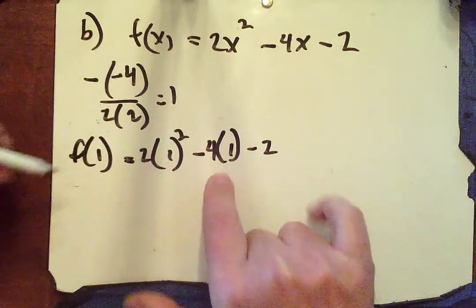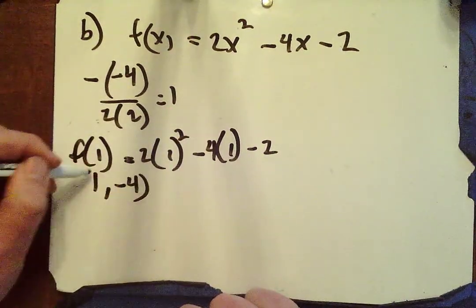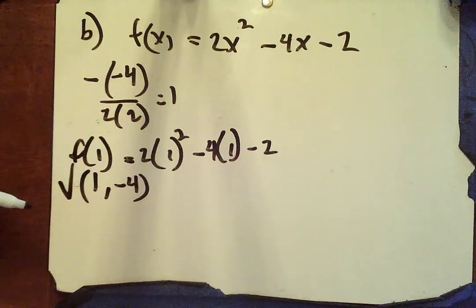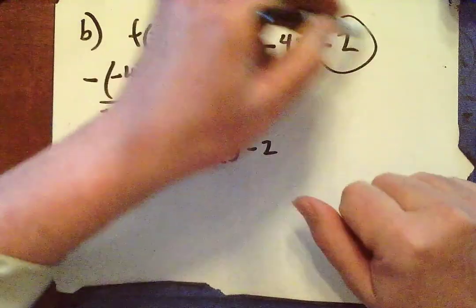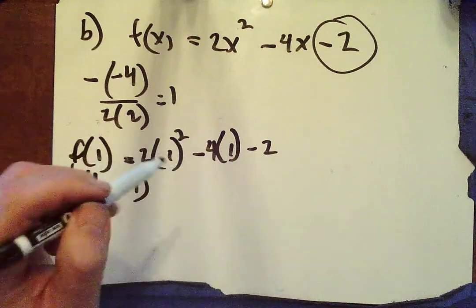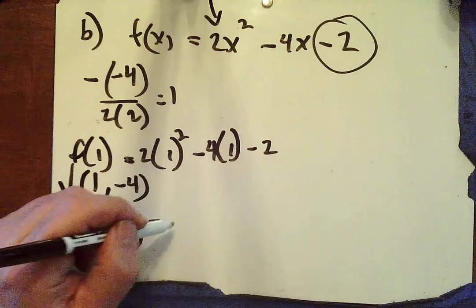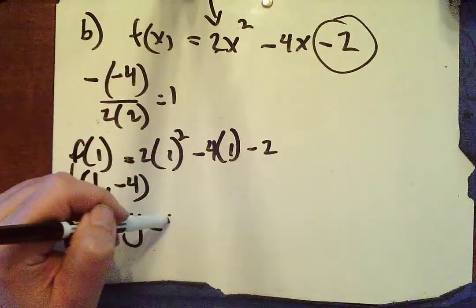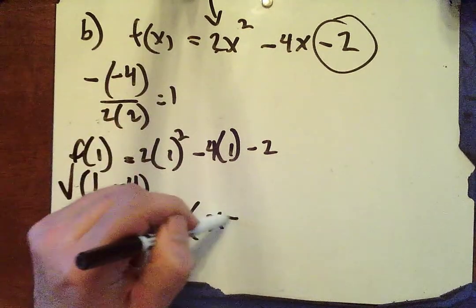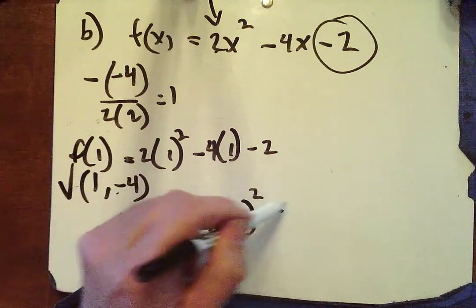Those will cancel, and I'll have minus 4. So there's the vertex, and we see the y-intercept, and our a value. So y equals our a value, x minus 1 squared minus 4.